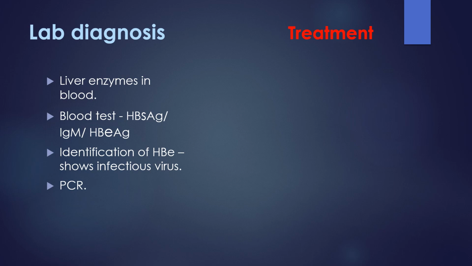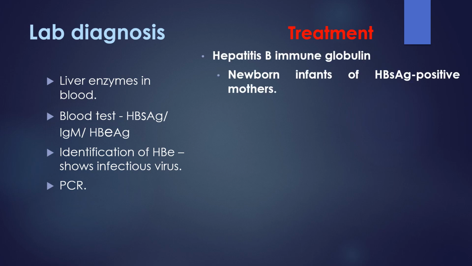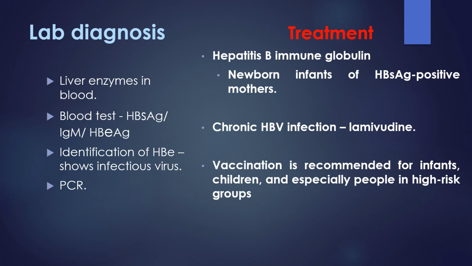Regarding the treatment, hepatitis B immunoglobulin may be administered within a week of exposure and to the newborn infants of hepatitis B surface antigen positive mothers to prevent and cure the disease. Chronic hepatitis B virus infections can be treated with drugs targeted at the polymerase enzyme, for example lamivudine, which also acts as an HIV reverse transcriptase inhibitor. Vaccination is recommended for infants, children and especially people in high risk groups.